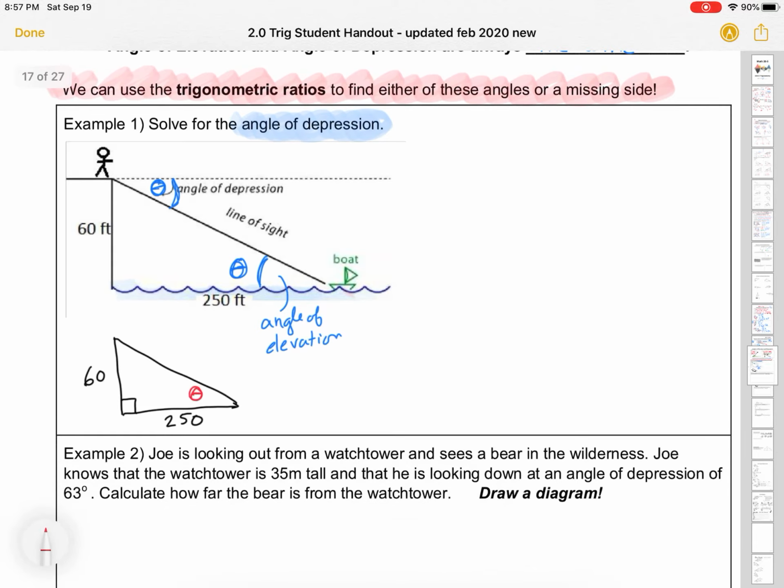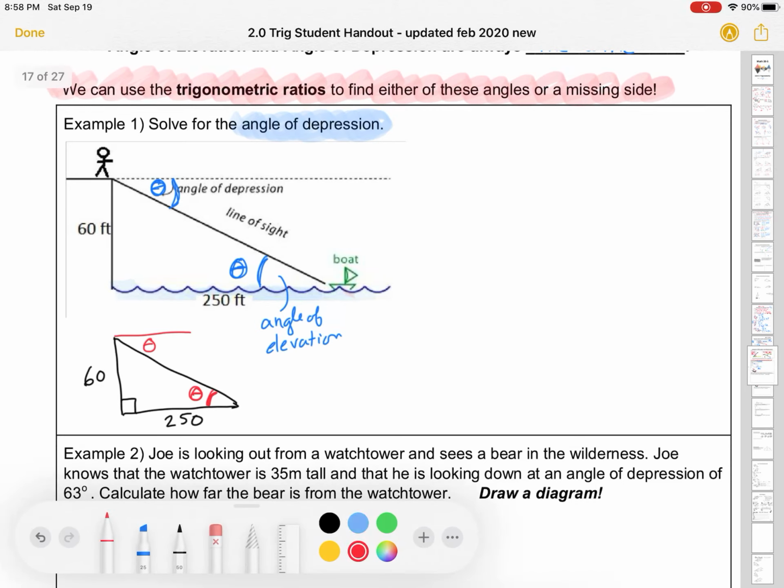We have 60 feet here. We have 250 feet here. And we have this angle of elevation right in here, which is the same as the angle of depression that would be up in here, okay? And that's what we want to find because they're equal to each other. So the angle of elevation becomes our angle of interest.